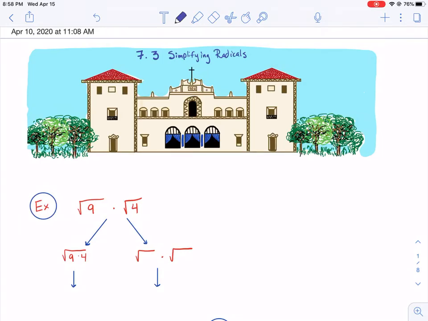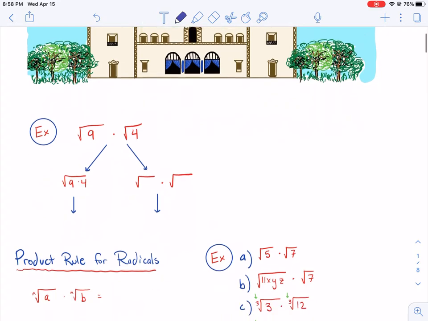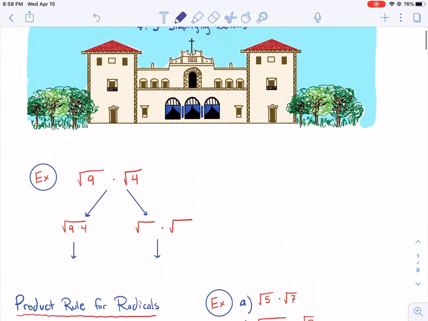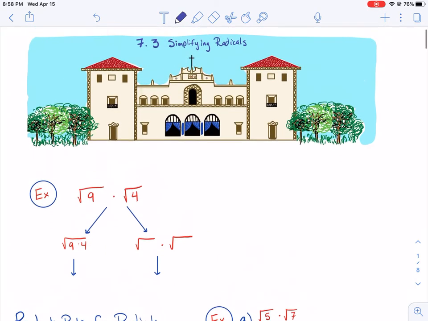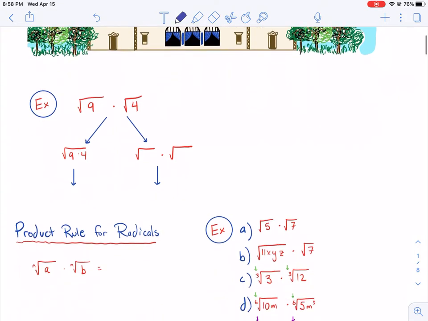Welcome to Chapter 7.3, Simplifying Radicals. Today we're going to talk about how we can simplify square roots and cube roots, etc., and get it into the most simple form. So let's begin with an example. Here we have the square root of 4 times the square root of 9.